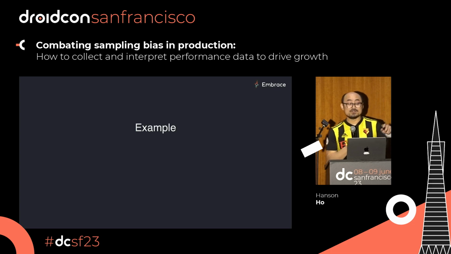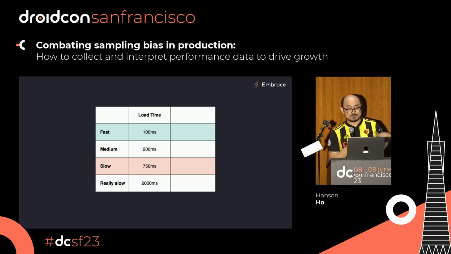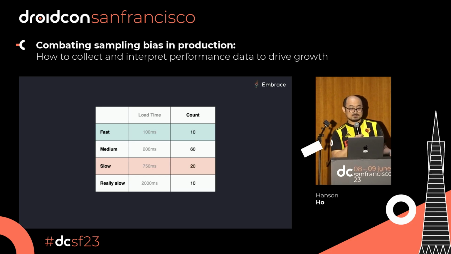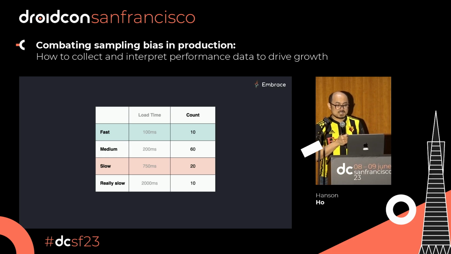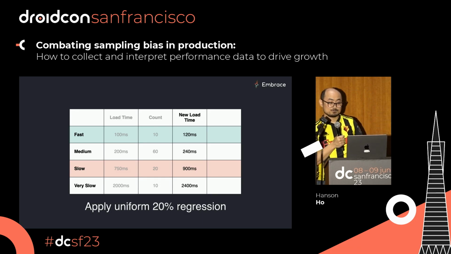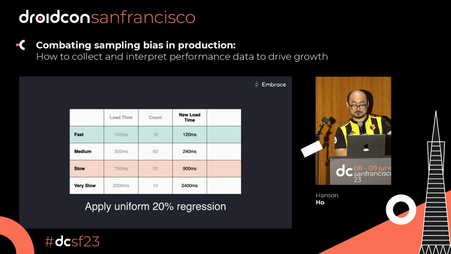So I'm going to illustrate with another contrived example. We're going to have 4 user groups who experience a particular metric. We'll say load time in 4 different ways. Fast users, medium users, slow users, and really slow users. They have different counts, each group. Cool. And what if we apply a 20% regression to all of them? So every single one of these groups used to have durations of a certain time. It's all 20% slower.